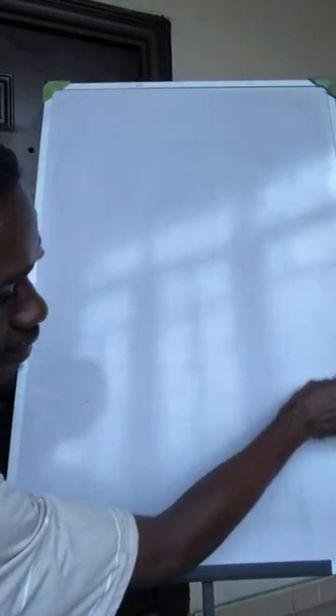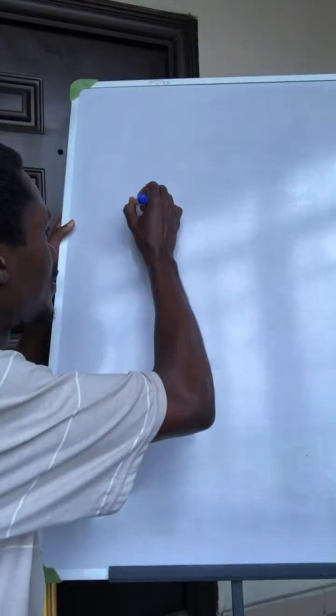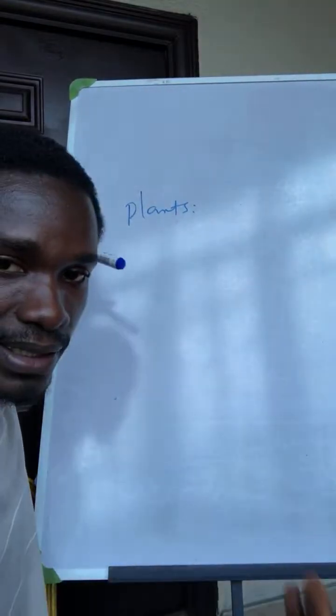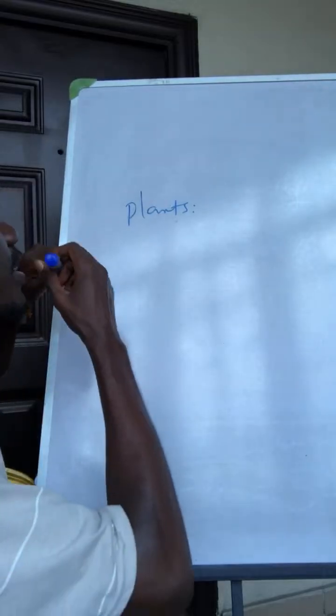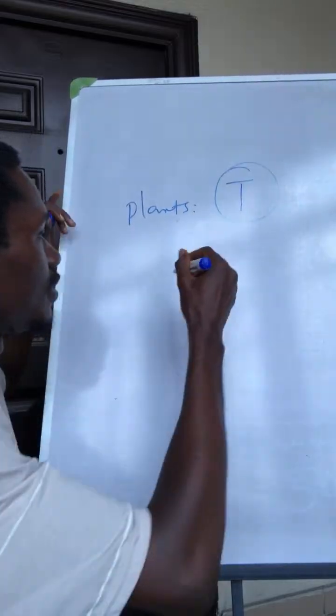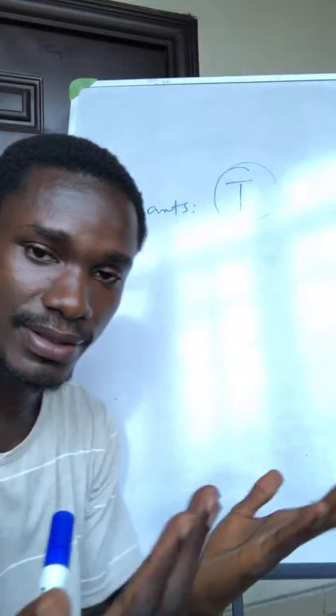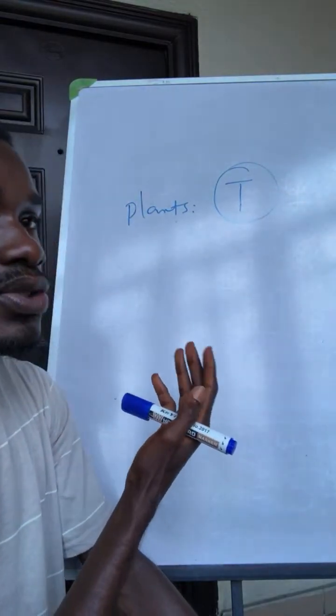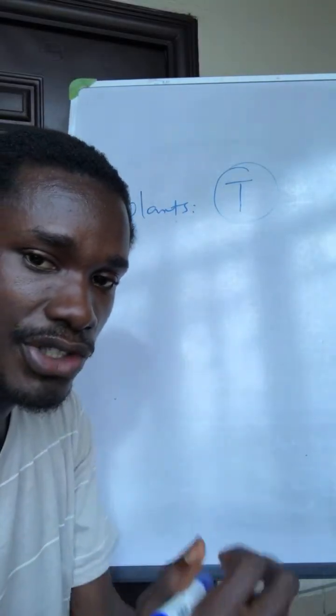So we can say that we know that we use letters to represent genes in genetics. So let's say for plants, we want to check whether a plant is tall or short. Since it's tall and short, let's use the letter T to represent the plant. Here, it's a diploid organism, which means they have 2 copies of each of their genes.